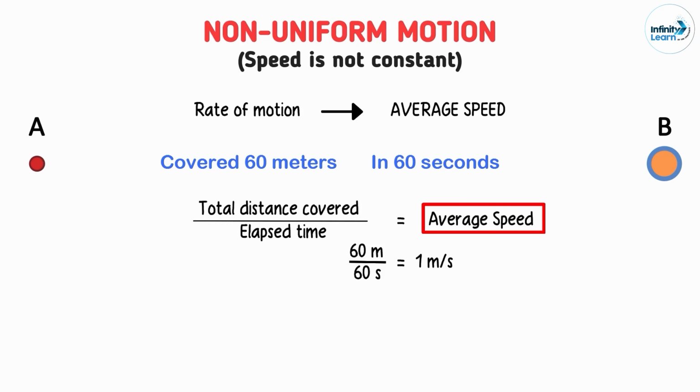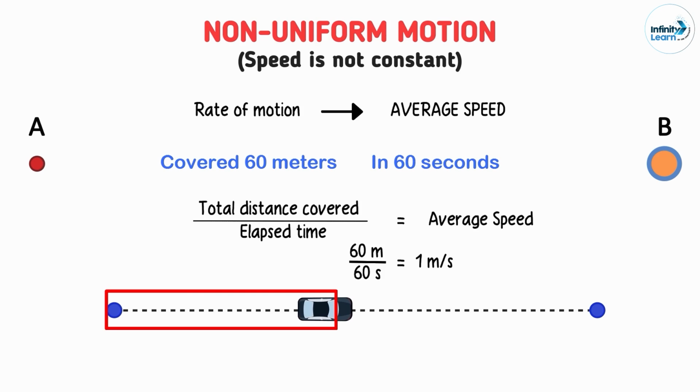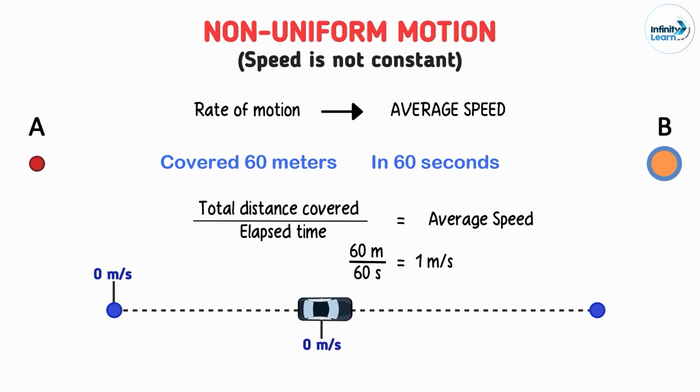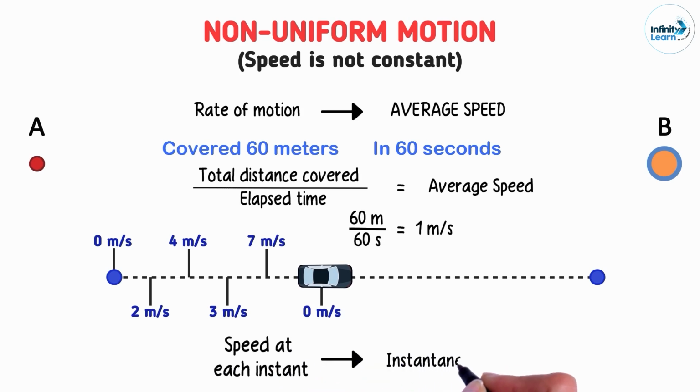Average speed is a good way to know when you will reach a certain destination in traffic. There will be times when you will be driving fast and other times you will be stuck. Hold on. At every instance, you are moving at some speed. It may be 0 meters per second when you're stuck, or 2 meters per second, or even 4 meters per second. Do you know what the speed at each instant is called? It is called instantaneous speed.